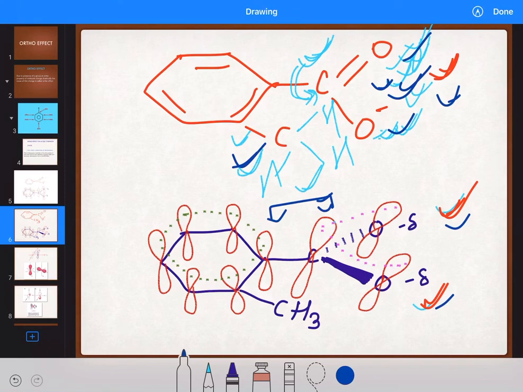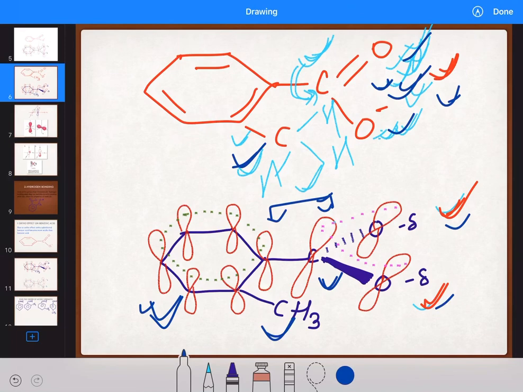Since these two orbitals will not overlap, this benzene group will not continue its resonance with that carbon, meaning it will not be able to supply its electron density to the carbon atom. Correct? Its resonance is blocked because of this group, and that blocking of resonance is called steric inhibition of resonance. Did you get it? Okay. This is the SIR effect, or steric inhibition of resonance.